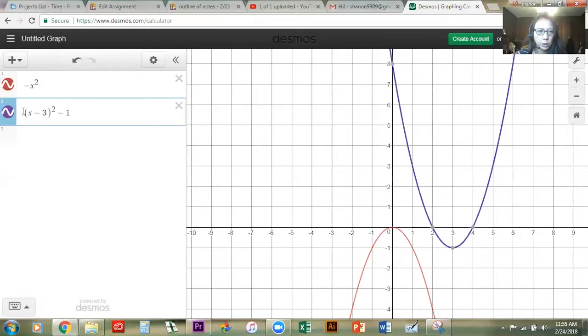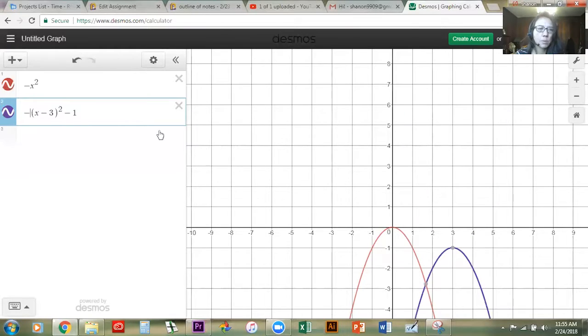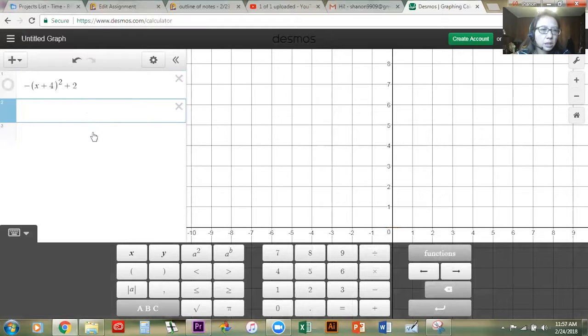I'm going to go to my blue graph and add a negative out front. Notice that our parabola is still shifted right 3 and down 1, but is now opening downwards instead of upwards. That is, it's an umbrella instead of a cup. So what would this parabola look like?